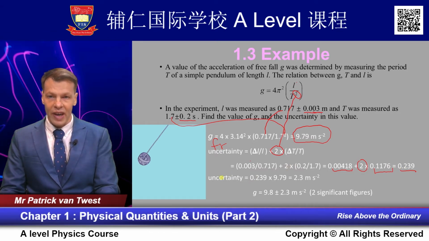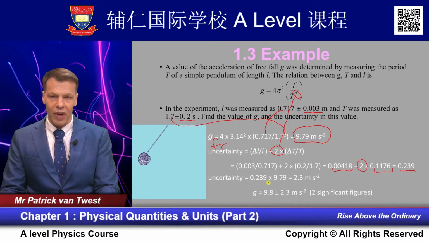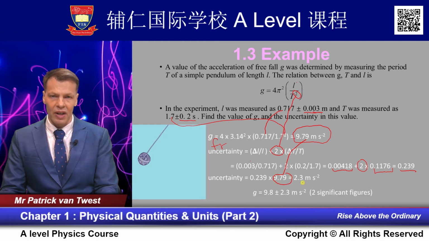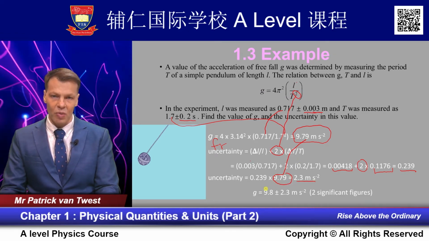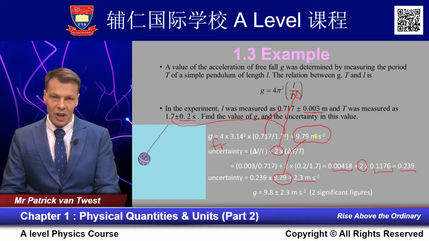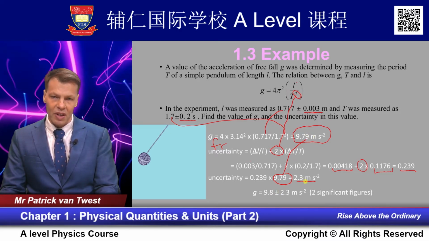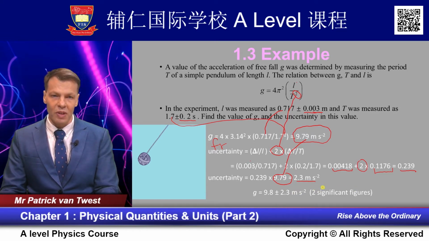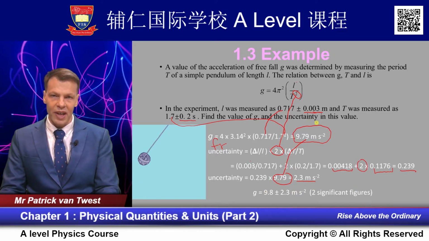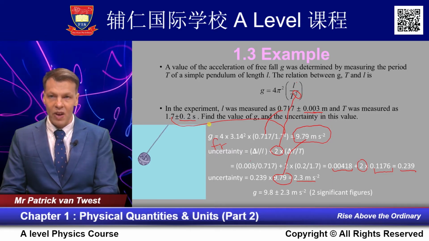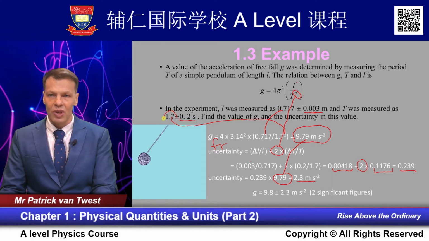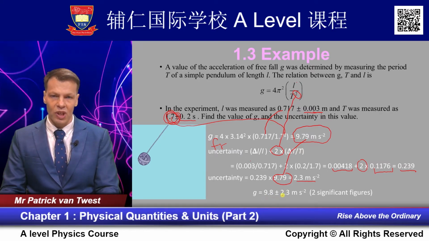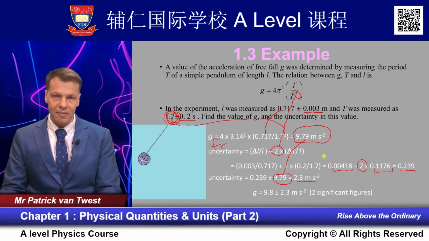That's quite a big uncertainty. If I want the actual uncertainty, I multiply the fraction by the actual value, the 9.79. That gets me the actual uncertainty. So my final answer would be 9.8 meters per second squared plus or minus 2.3, the uncertainty. Also notice how we've taken two significant figures in our answer. Why is that? Look at our measurements. We're restricted by two significant figures in our period, so we should only have two significant figures in our answer.